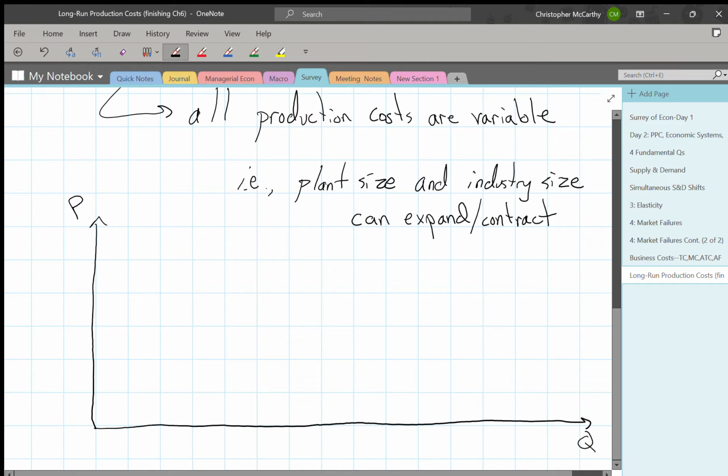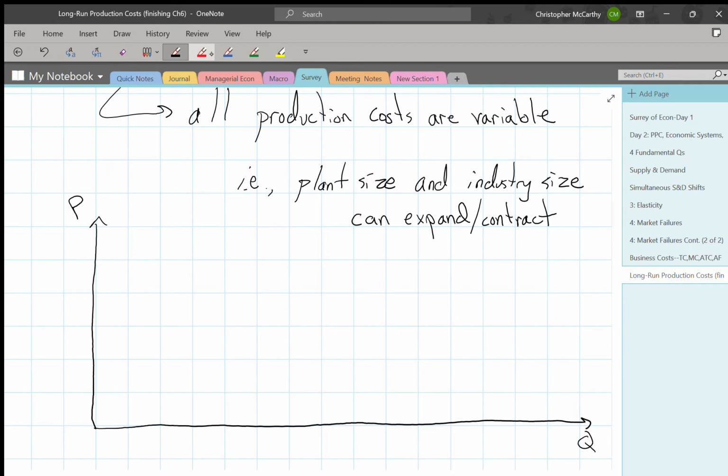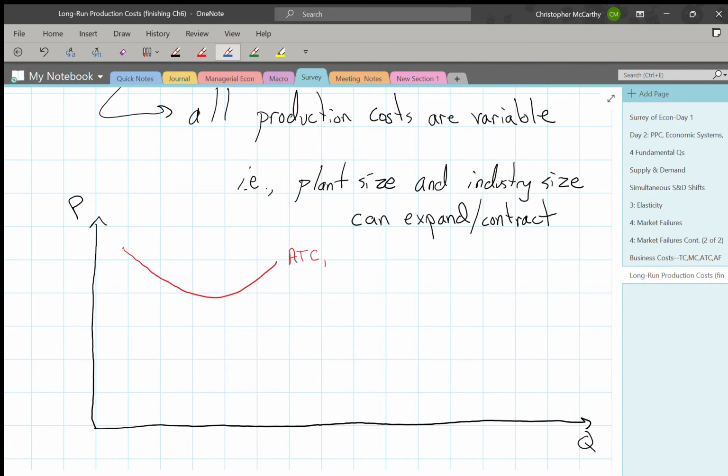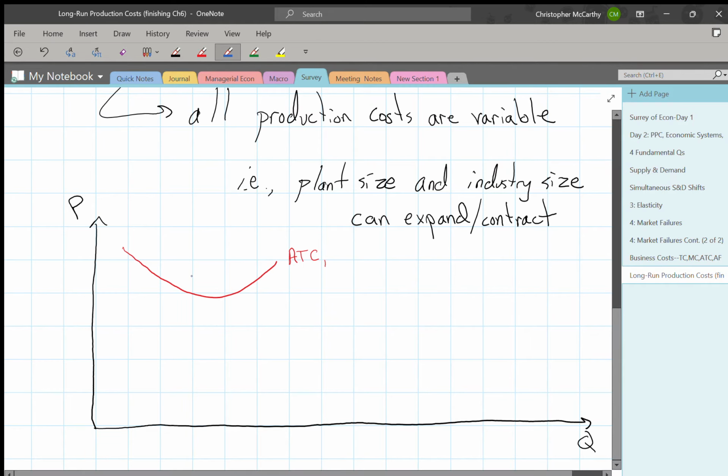So we have our first average total cost of a small plant. It looks like this. Call this our ATC1. And then there's another average total cost curve for a different plant size that's like this. So we call that ATC2. And then there's another for an even larger plant size called ATC3.